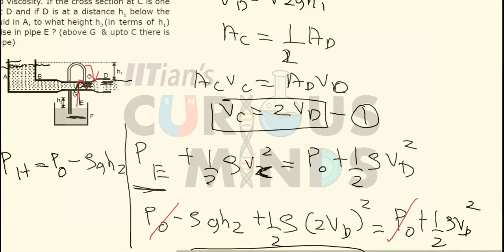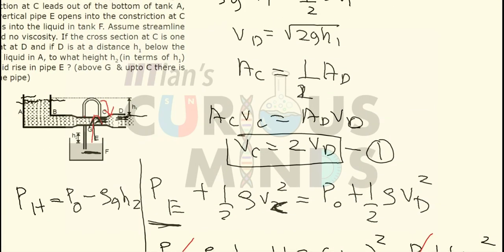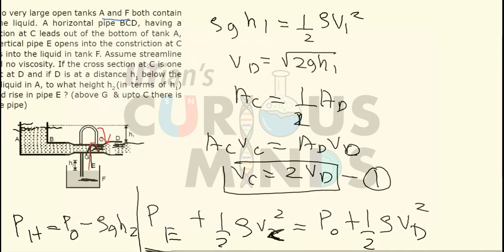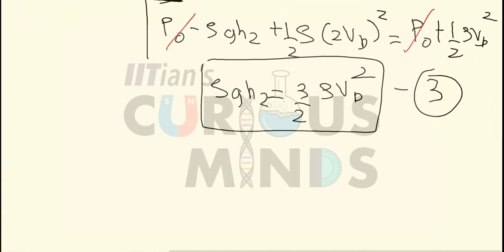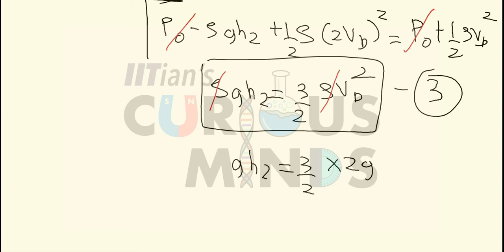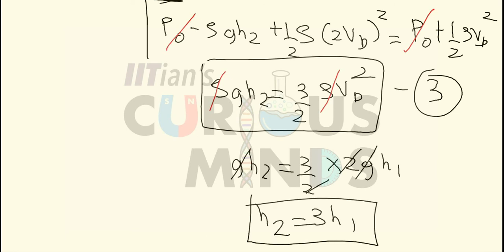What is Vd square in terms of the total height h1? Initially I directly found Vd is equal to root 2 g h1. So when I substitute the values, rho and rho get cancelled out. So g h2 will be equal to 3 by 2 into 2 g h1, since I have squared the term. 2 and 2 get cancelled out, g and g get cancelled out. h2 will be equal to 3 times h1. This will be the total height raised inside the tube.